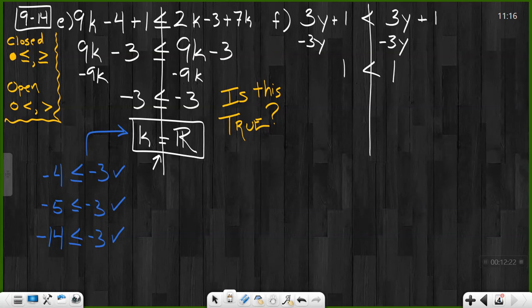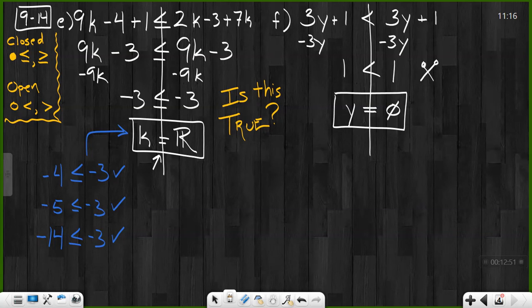Here, there's no equality allowed. We want the left side to be less than the right side. 1 is not less than 1. It is equal to 1. This is a contradiction. Therefore, it is not true. So y equals null. There is no solution that will make this inequality true because it will never be true. The left side will never be less than the right side. It'll be the same.